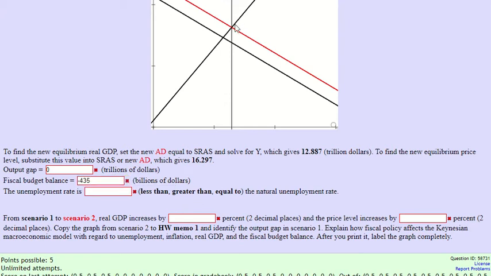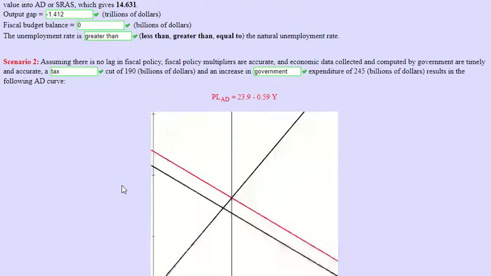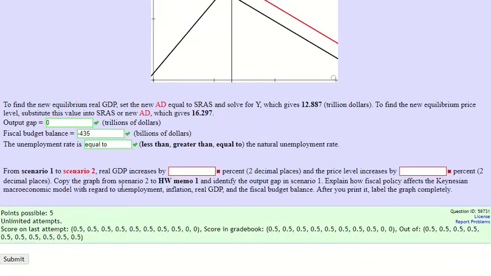And because we're now in scenario 2 with GDP equal to potential, that means the unemployment rate is equal to the natural rate of unemployment. Nice. Green check marks make you feel good.